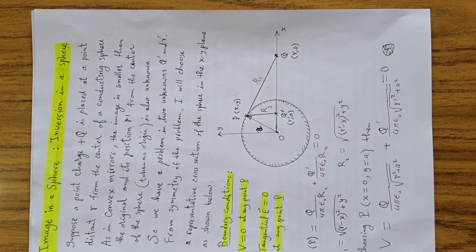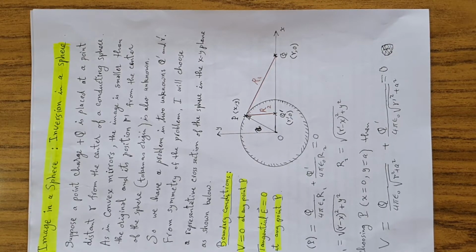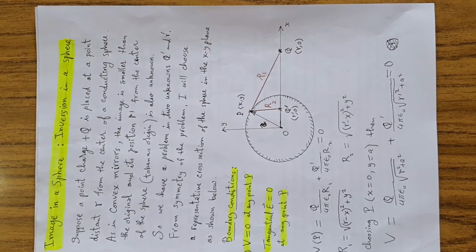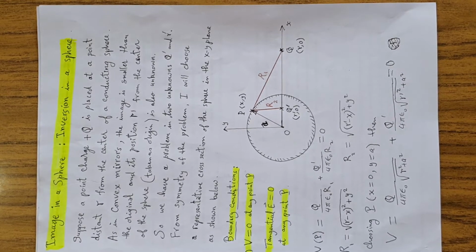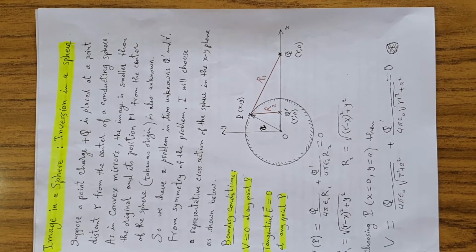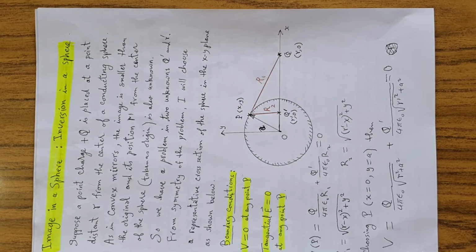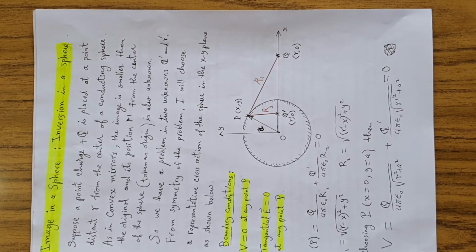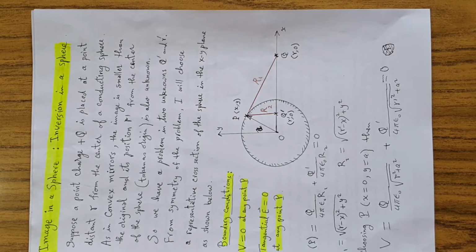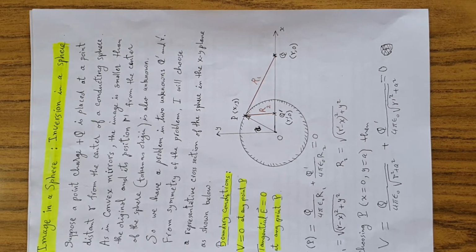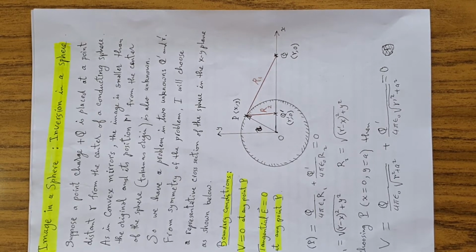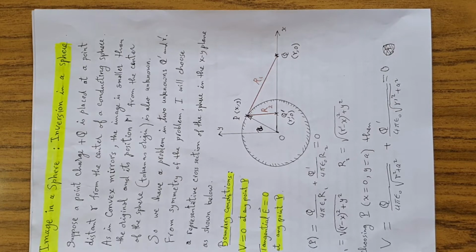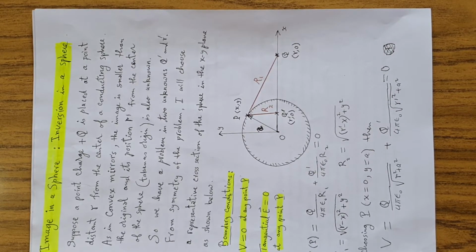R1 is just the square root of (R minus X) squared plus Y squared, and R2 is the square root of (R prime minus X) squared plus Y squared. Choosing point P to be the point x equals 0 and y equals a on the y-axis. We could equally choose the point x equals a, y equals 0 on the x-axis on the surface of the sphere. We will get the same result. So we start with this for x equals 0 and y equals a.